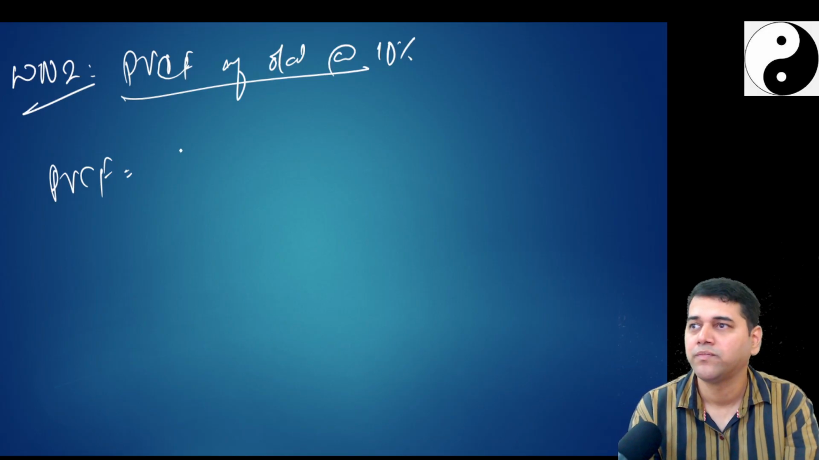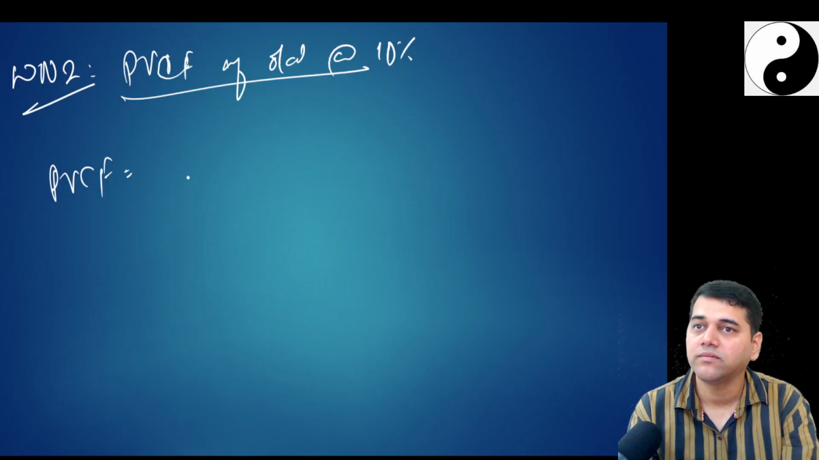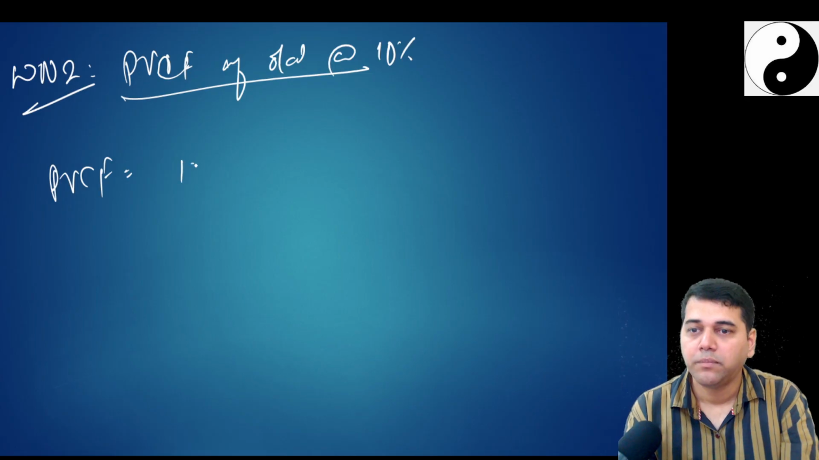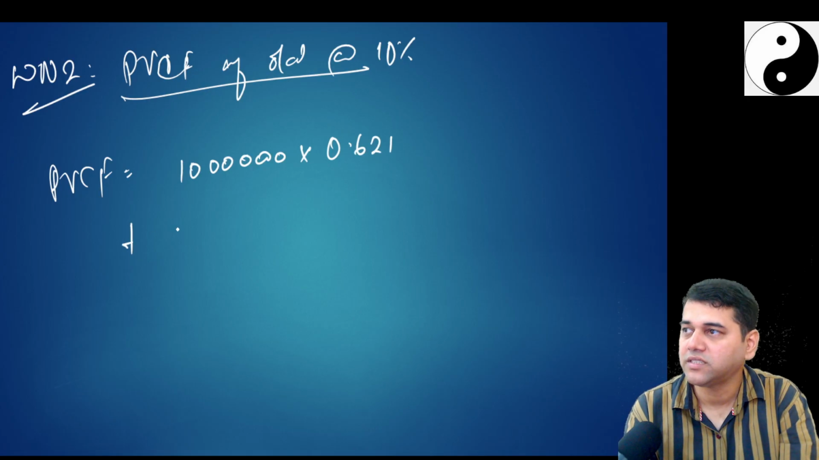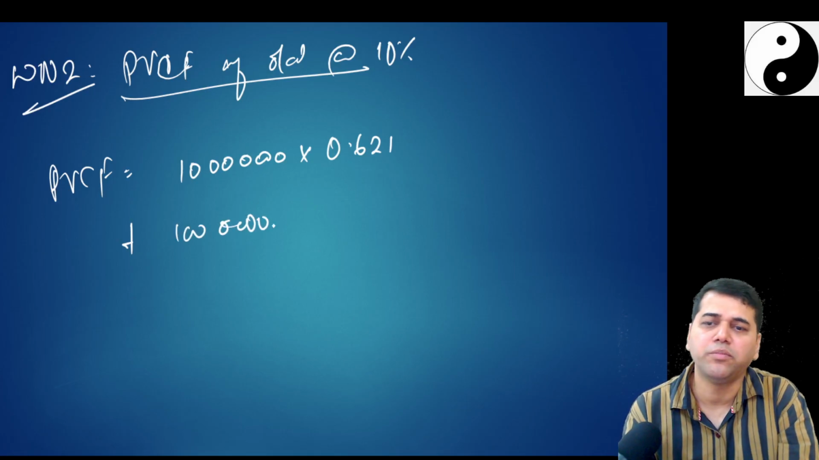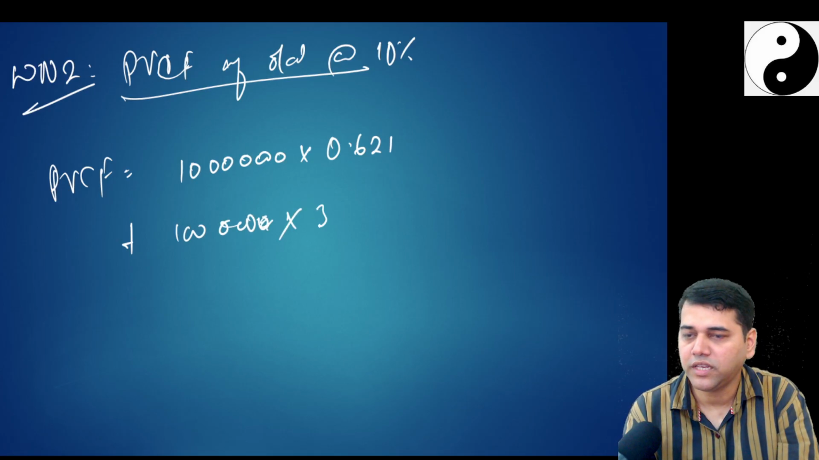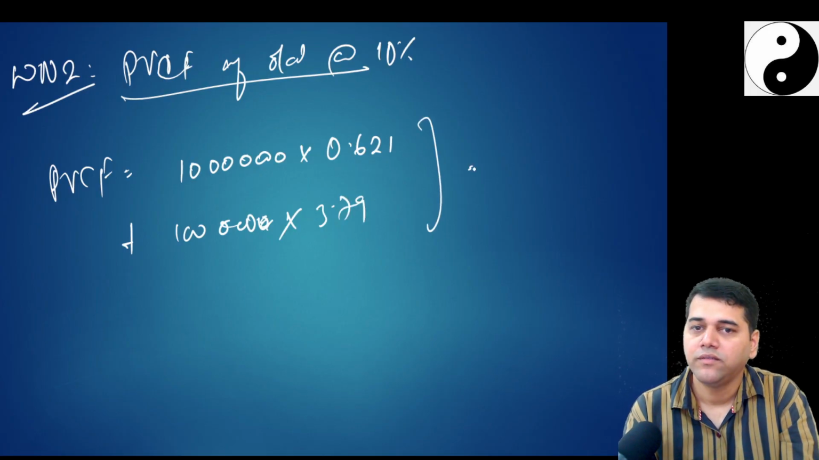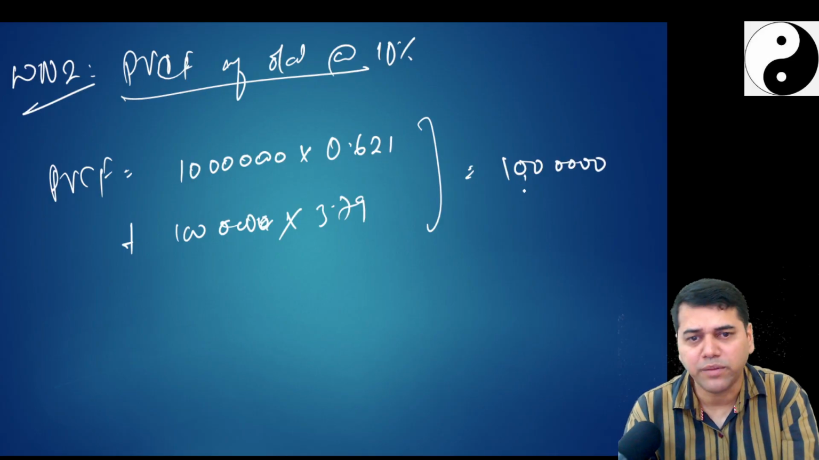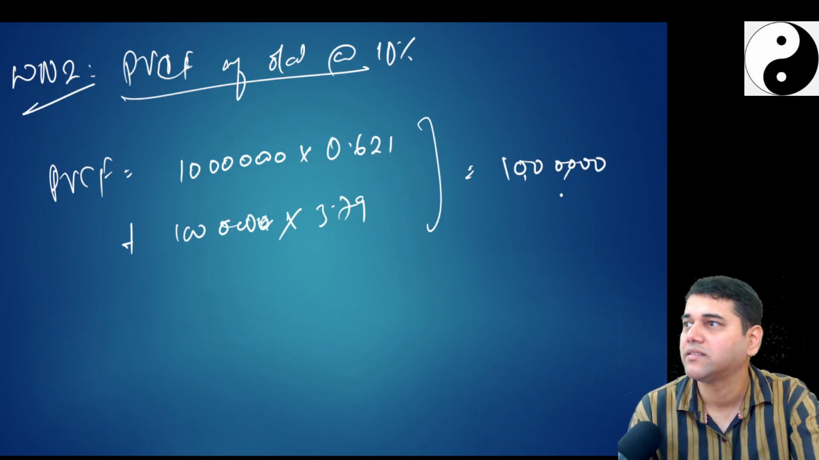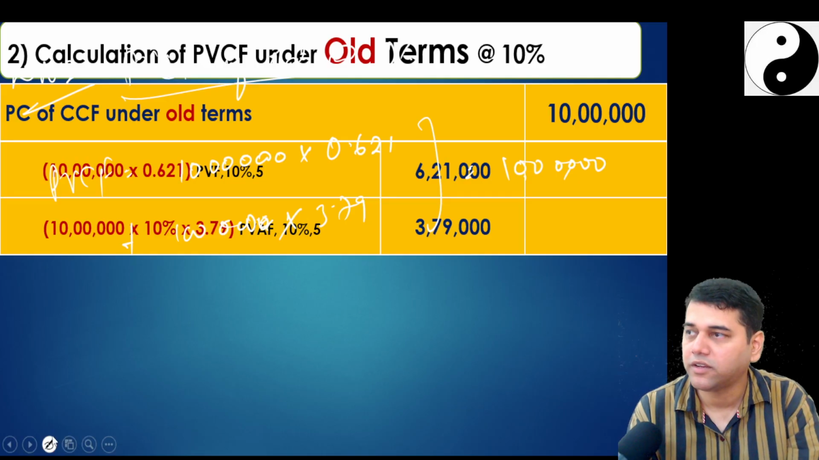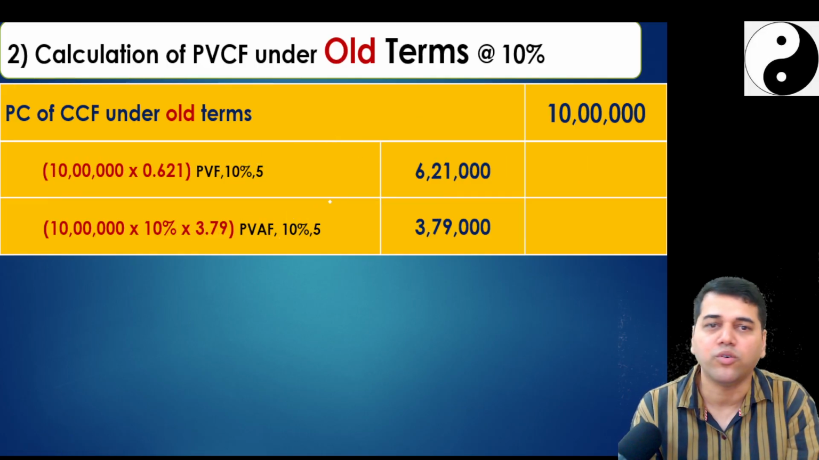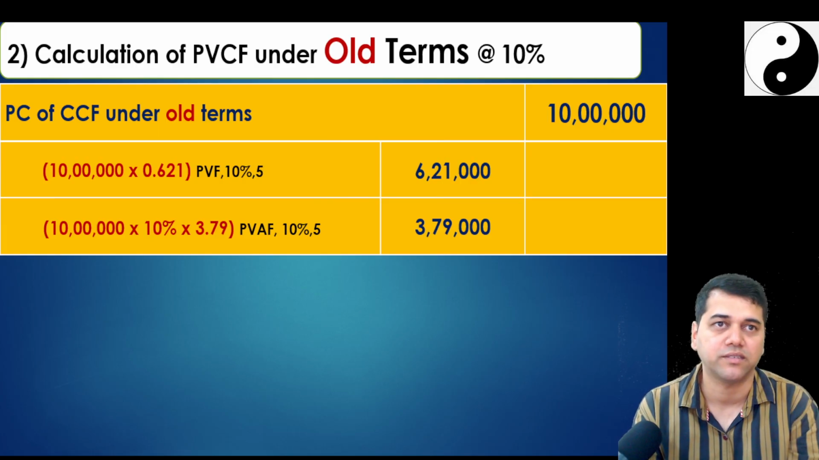10, old, same, no? So how many cash flows are there? 2. What are those? Principal 10 lakhs I need to pay, into 0.621, plus how much is the interest? 1 lakh, same as the previous question, into 3.79, which gives you 10 lakhs only. We know it. Before doing it, we know it is 10 lakhs, but we just demonstrate it.